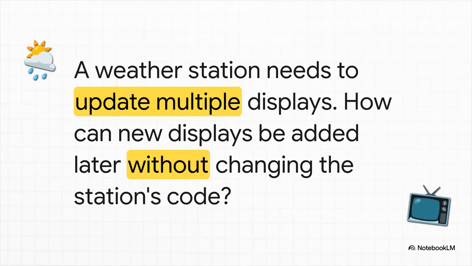All right, here's another classic behavioral challenge for you. Picture a weather station. It's got all this data, temperature, humidity, pressure, and it needs to update a bunch of different screens. One showing the current conditions, another showing statistics, maybe a third with a forecast. So how does the main station tell all these displays that the weather has changed? Especially when you know you're going to want to add new displays later without having to rewrite the whole station.